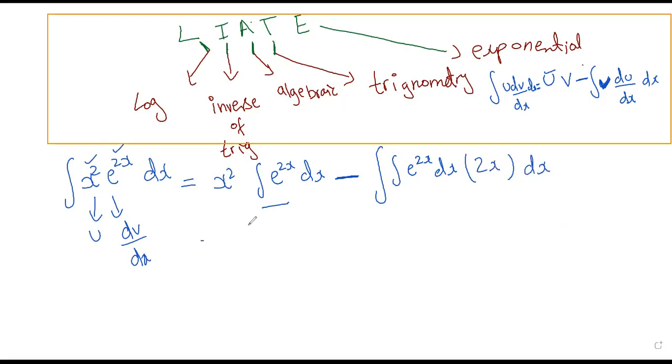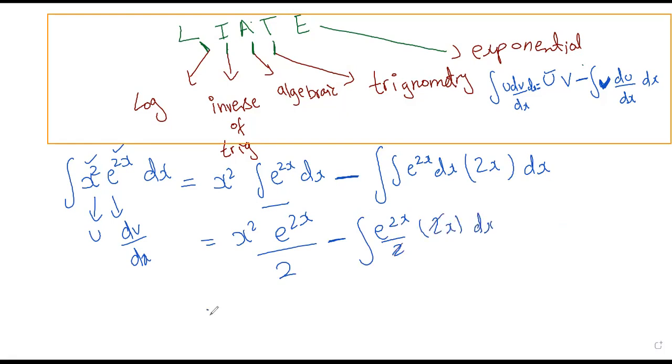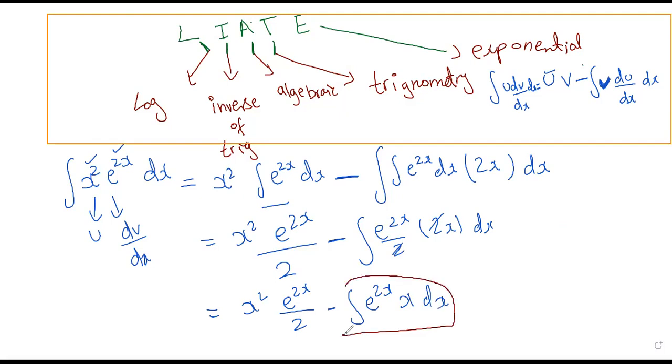Now x square would come here. What is the integration of e to the 2x? e to the 2x divided by 2 would come here directly, minus. Again, we have the same integral, and 2x would come here, dx. 2 and 2 can be cancelled. And we have x square e to the 2x by 2 minus integral of e to the 2x x dx. Again, we have not solved it completely. We have this integral now, and we need to integrate it.